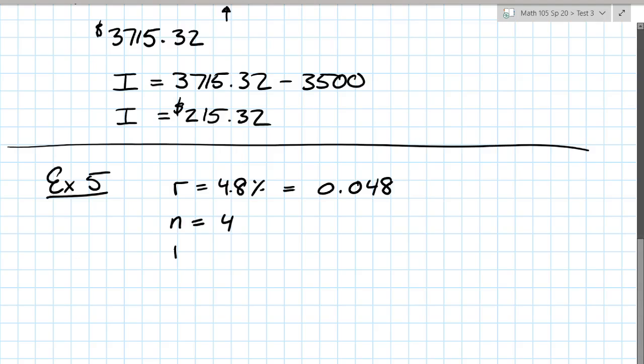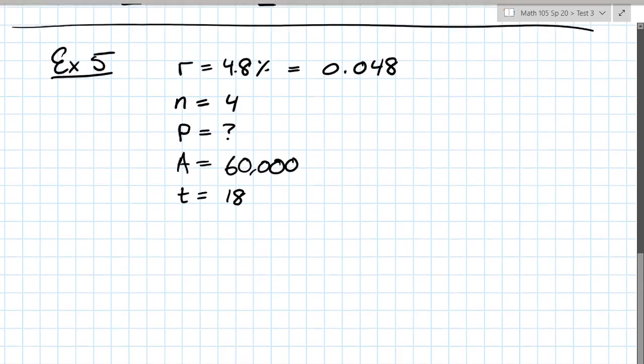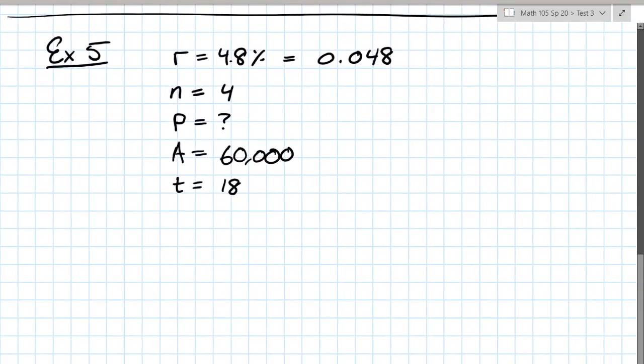How much we deposit now is called P, and we don't know that amount, so that the child will have $60,000 at age 18. $60,000 is the amount that we want to have accumulated later, and the amount of time it takes is 18 years. So we're going to use our compound interest formula to set this up and then try to make a plan from there.